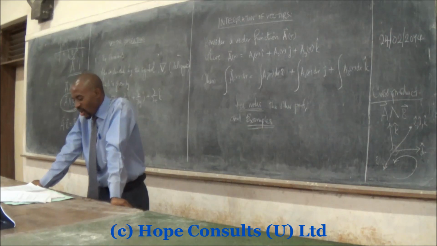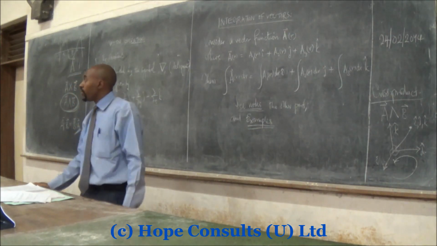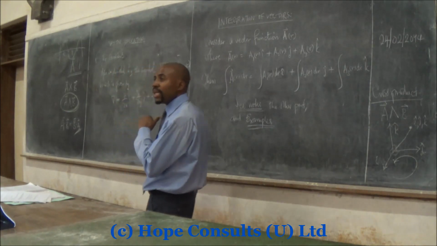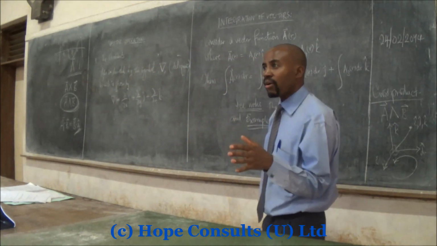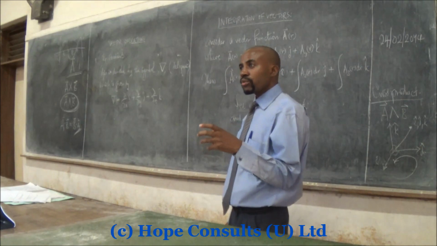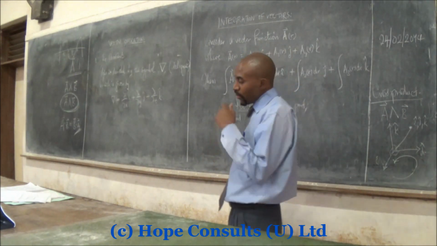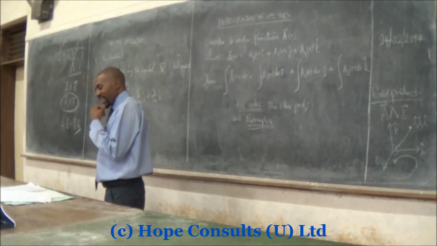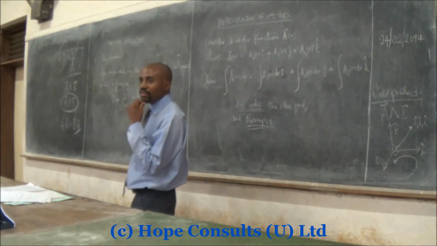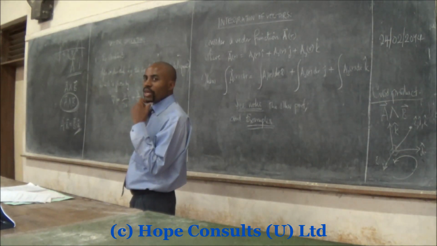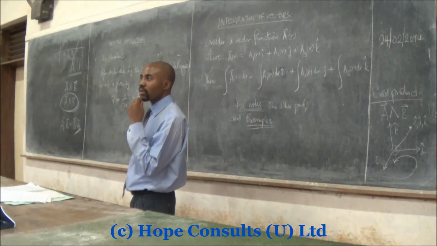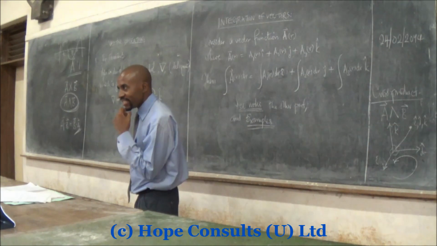So you'll find that this del operator can be either dotted with a vector or crossed with a vector. When we cross it with a vector, we talk of the curl of the vector. When we dot it with a vector, we talk of the divergence.